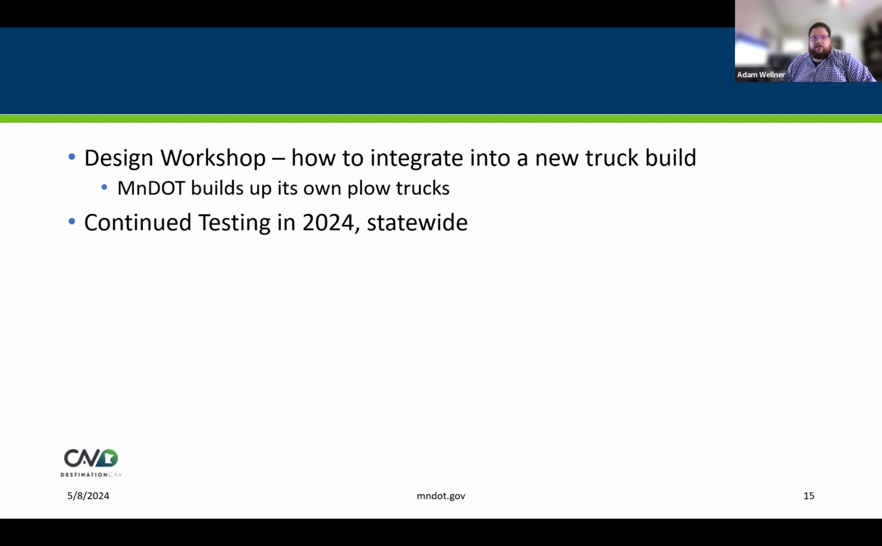MnDOT's in a unique situation, at least compared to, I'm assuming, many agencies on this call, in that we actually build our own plow trucks at a MnDOT shop. We buy a truck chassis, and we put all the equipment on there ourselves, or with some contract support. So we have a unique opportunity where we have pretty much a bare truck at some point. My belief is if we do another truck, we're going to build that up through our plow build and get everything incorporated there. It would be a little more streamlined and integrated, where we have a chance to put things in frame rails and stuff like that before it gets covered up and a lot harder to work on.